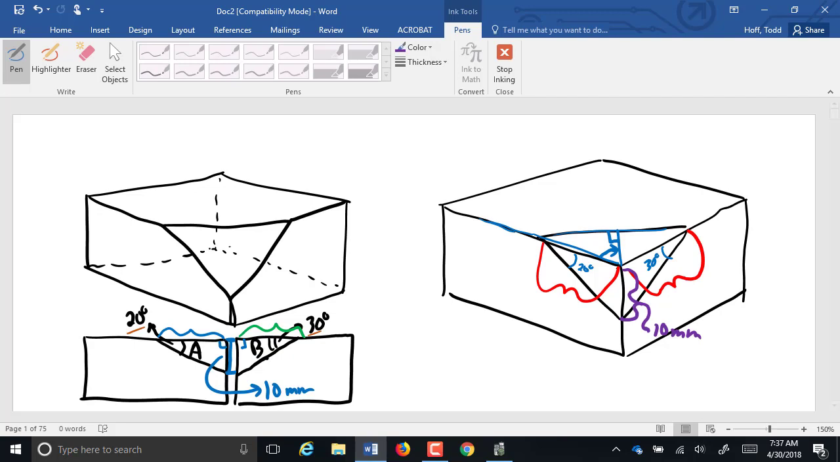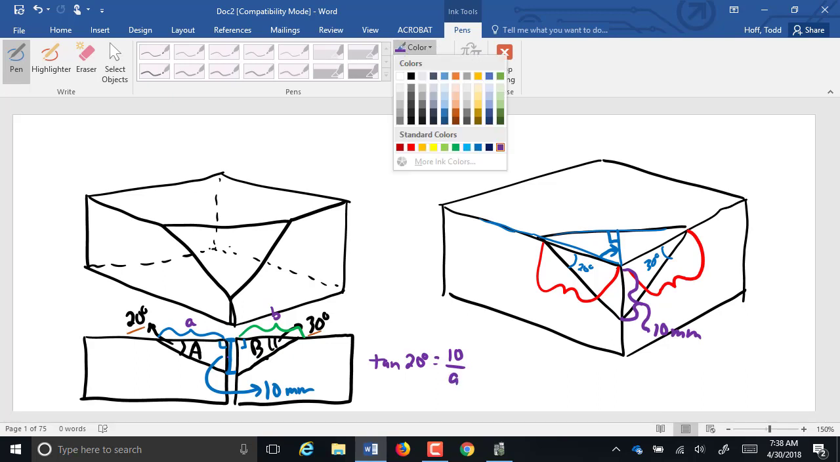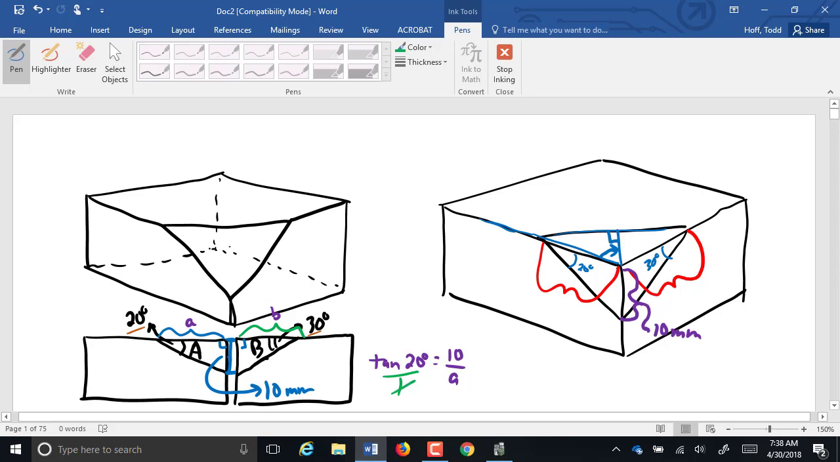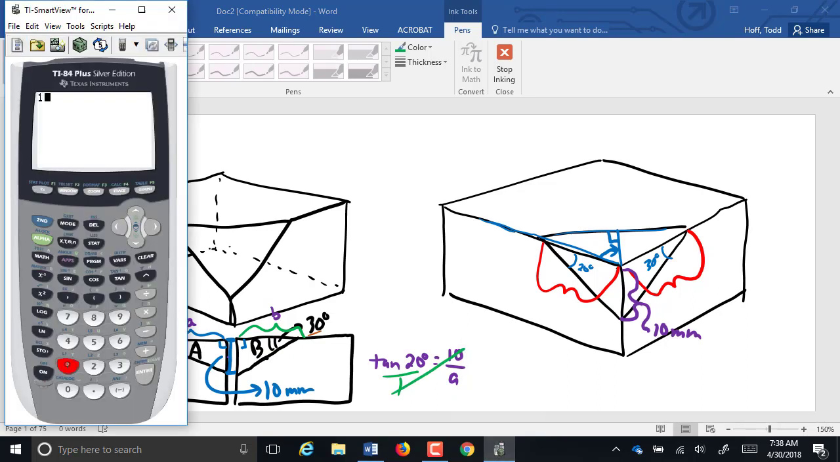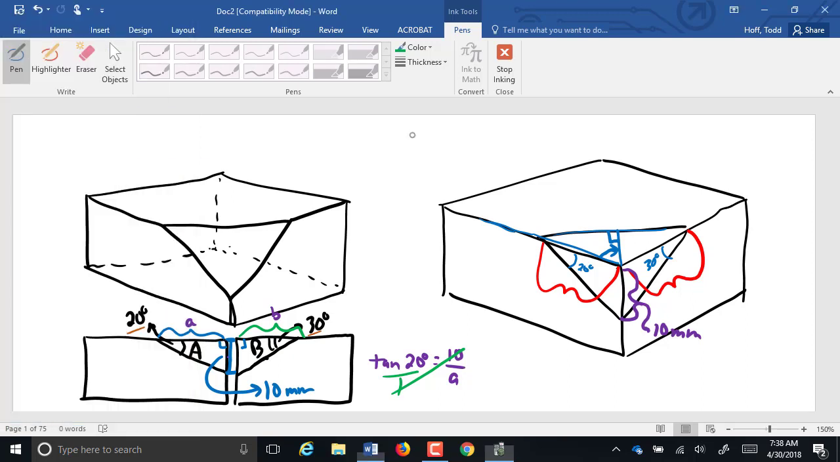So if I call this length here little a, because it's with angle A, and this little b here because it's with angle big B, how would I find little a? That's opposite and adjacent, right? They're the two legs. So it'll be the tangent of 20 degrees equals the 10 millimeters over little a. So I put this over 1, I'm going to cross multiply. 1 times 10 is 10, divided by the tangent of 20 degrees. So a is 27.47 millimeters.